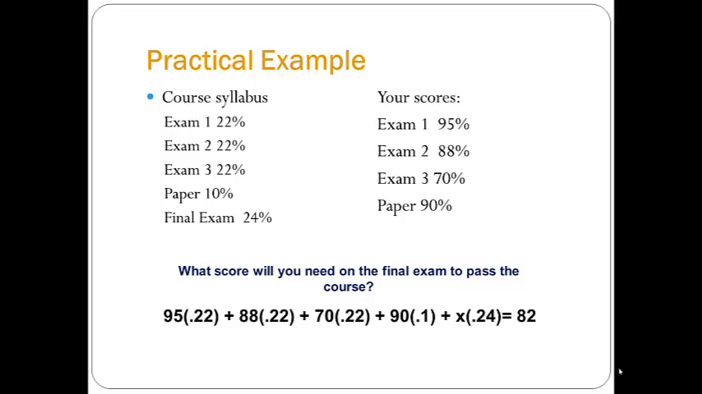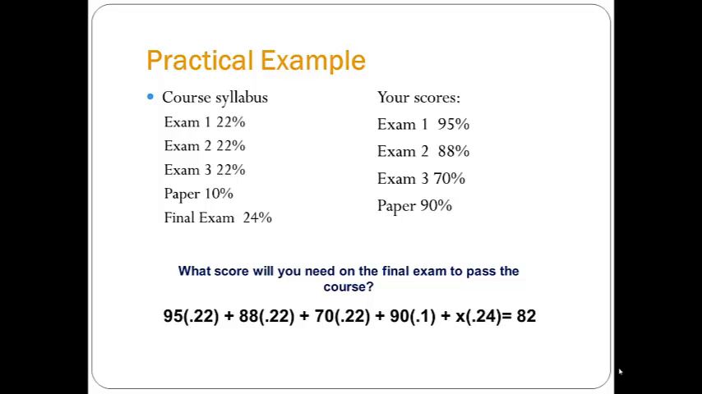This is an algebraic equation used to calculate what score you need on the final exam in order to pass a course. What I've done is I've made up an example student and assigned them scores for 3 exams and a paper. And we go to the course syllabus to see how each one of those assignments is weighted. Exam number 1 is weighted 22% of the grade, as are exams 2 and 3. The paper is worth 10% of the grade, and the final exam is worth 24% of the grade.